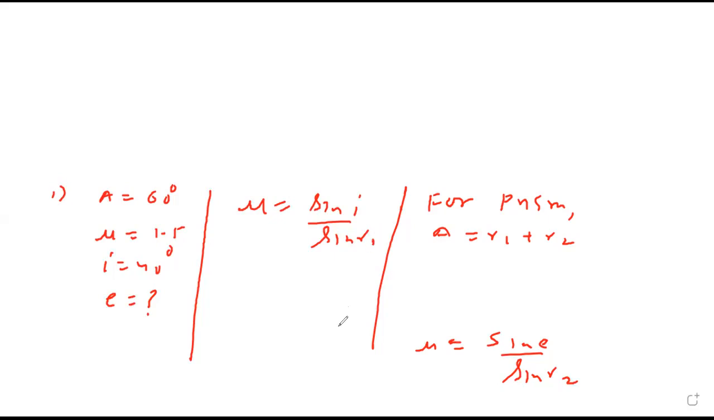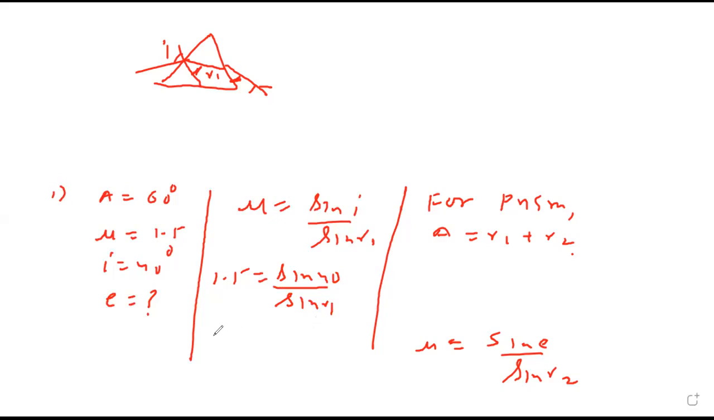Yes, sir. This approach you followed, what? This is the prism. Light enters from here, it will undergo the refraction. So this is R1 and this is I. So mu is sin I upon sin R. Once you get R, you will get R2 by using this relation. Then once you get R2, imagine light to be entering from the other side. So this is E as I and this R. So can I write like this? 1.5 is sin 40 upon sin R1. So sin R1 is sin 40 upon 1.5.